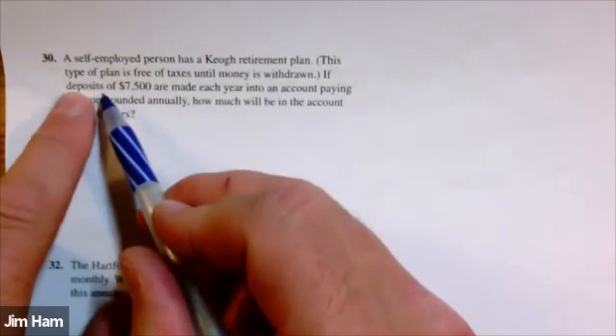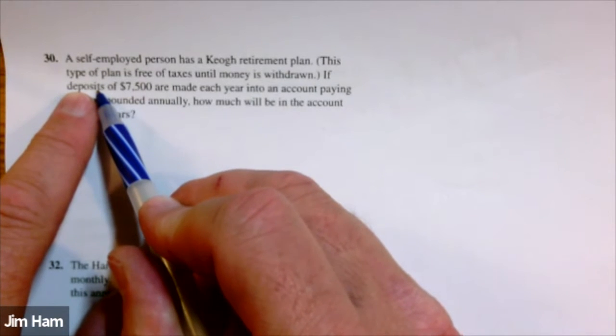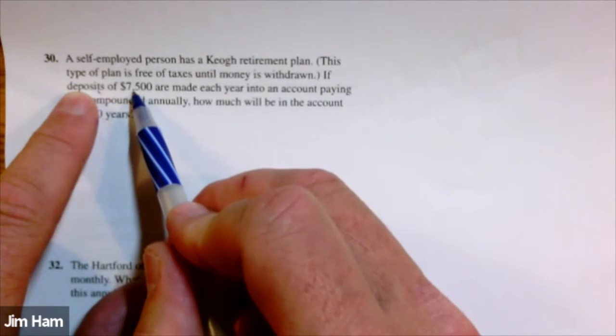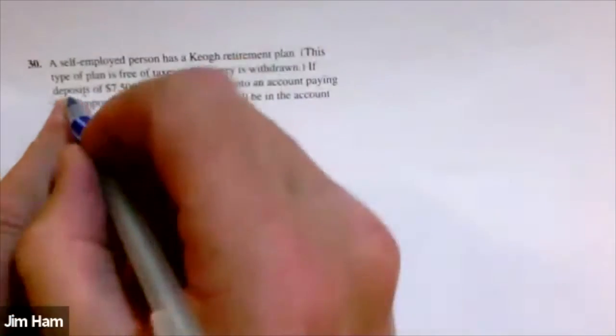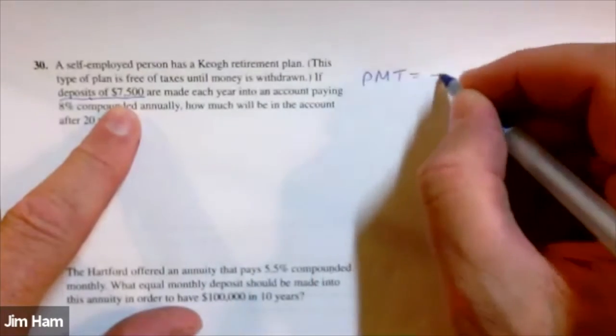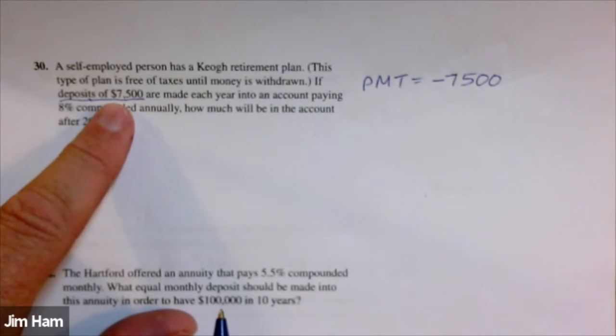If deposits, okay, so this is deposits, it's plural, so there's going to be more than one. This is like an investment. They call it a deposit. It's not really a payment because you're investing this money. So if it's a deposit of 7,500, that's going to translate into a payment of negative 7,500 because it's cash out. The business owns this money, and when they invest it, they could lose it all. So it's cash out, and the future value would be cash in.